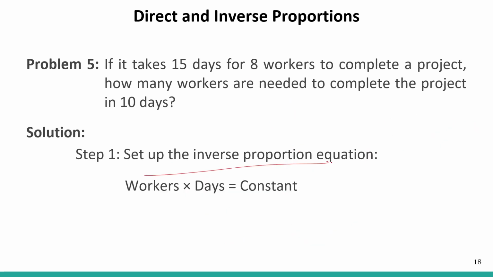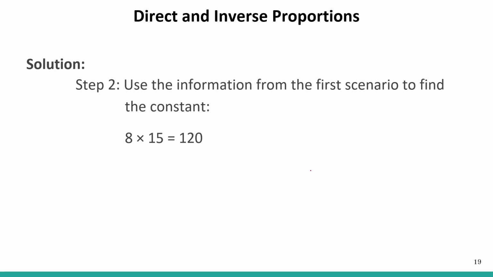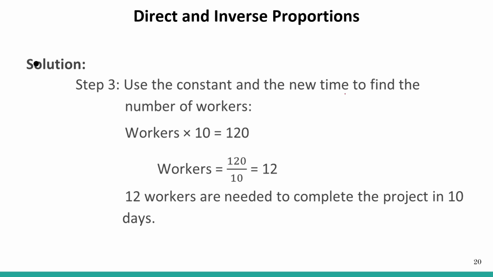So setting up the inverse proportion equation, workers into days is equal to a constant. Previously we have also seen this. Using the information from the first scenario to find the constant, 8 into 15 is equal to 120. Then using the constant and the new time to find the number of workers, workers into 10 is equal to 120. So workers is equal to 12. That is the number of workers needed to complete the project in 10 days.